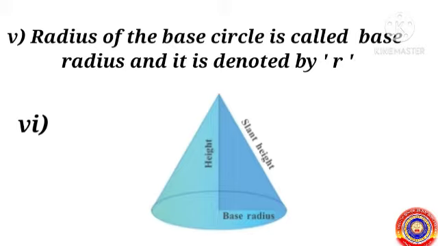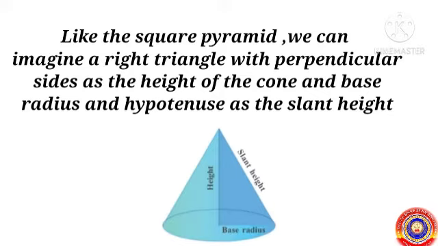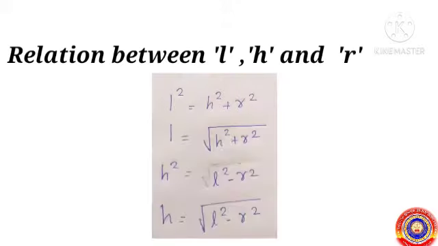Next, sixth point, like the square pyramid, here we can imagine a right triangle with the perpendicular sides as the height of the cone and base radius, and hypotenuse as the slant height. Then we can make a relation between L, H and R. L square equal to H square plus R square. Therefore, L is equal to root of H square plus R square. Similarly, H square equal to L square minus R square. Therefore, H is equal to root of L square minus R square.